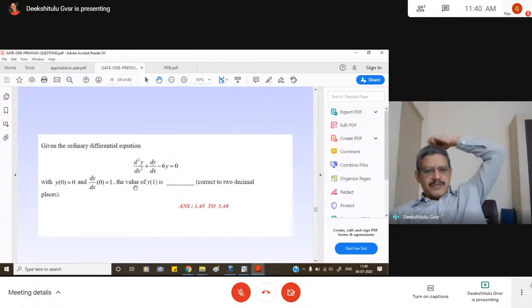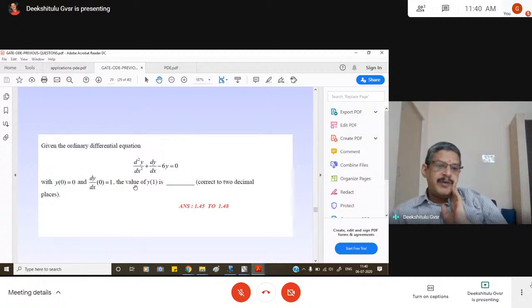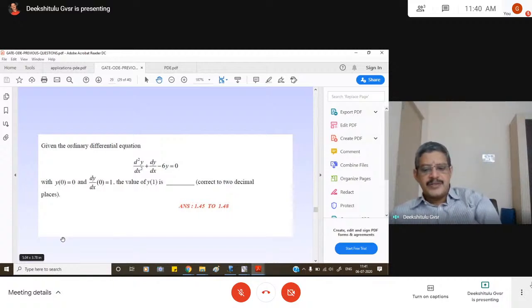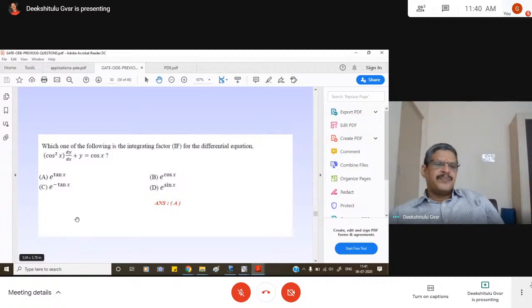Given the ordinary differential equation d square y by dx square plus dy by dx minus 6y is equal to 0, with y at 0 is 0 and dy by dx at 0 is 1, the value of y at 1 corrected to. In all the problems, they are asking for the complementary functions and asking you to evaluate the constants using some conditions. So be very thorough with finding complementary functions using conditions like y at 0, y at 1, y dash at 0, and practice how to evaluate the constants using the conditions given. Okay, most of the problems are of that sort. Which of the following is the integrating factor for the differential equation?